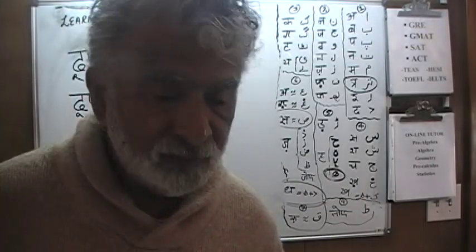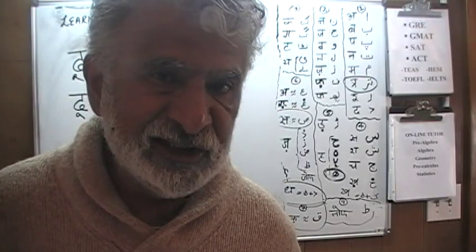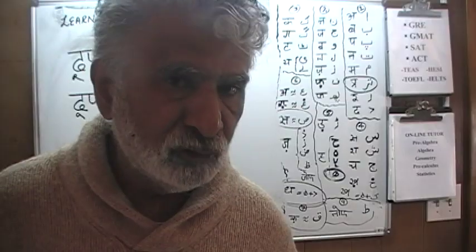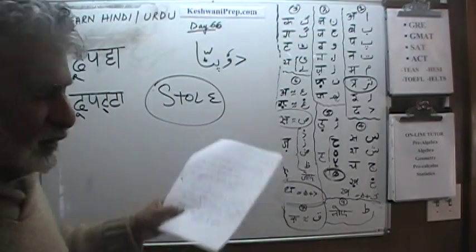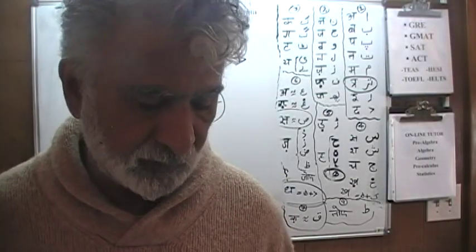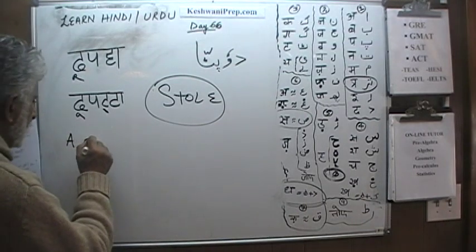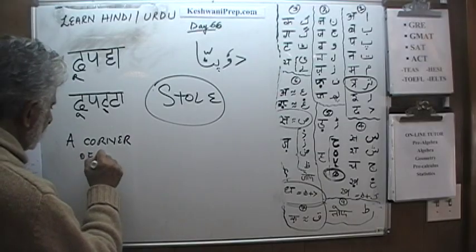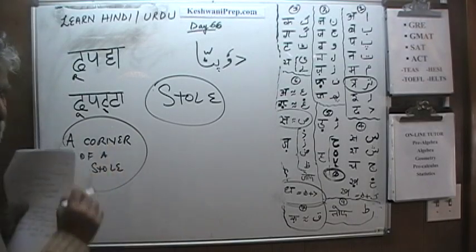Stole, not as in the past tense of steal. I steal a car, I stole a car yesterday. The past tense of steal is also stole, but that's not what we're talking about here. You have to figure out from the context that stole means dupatta. A corner of a stole, that's the word we need for this song.